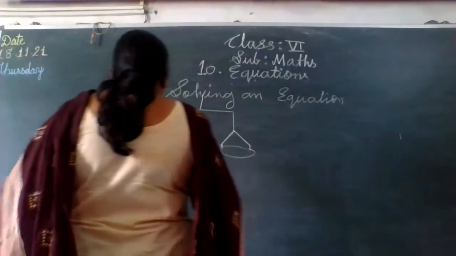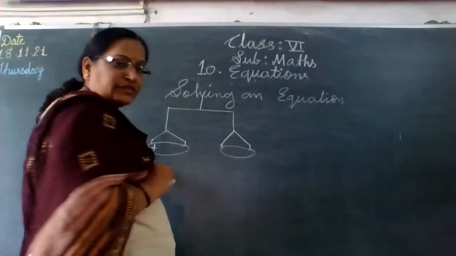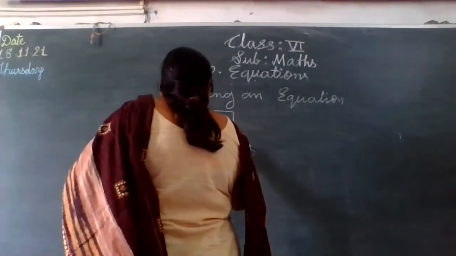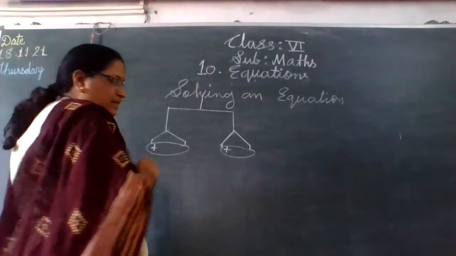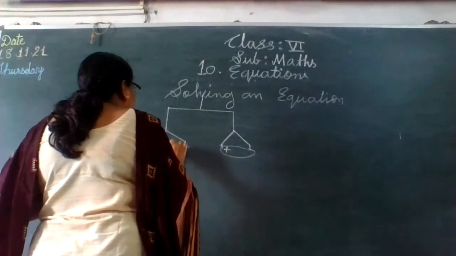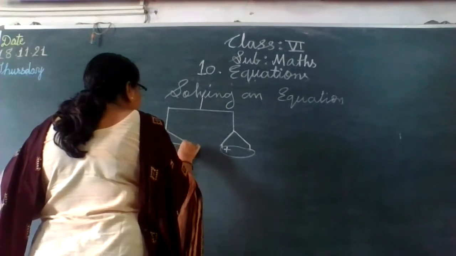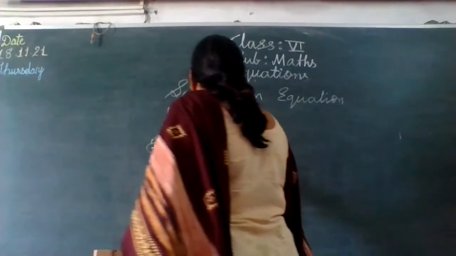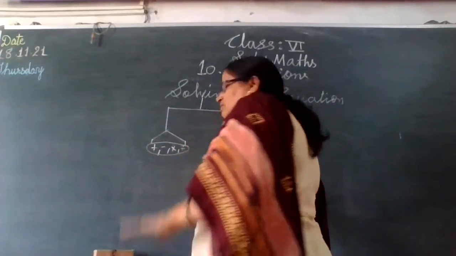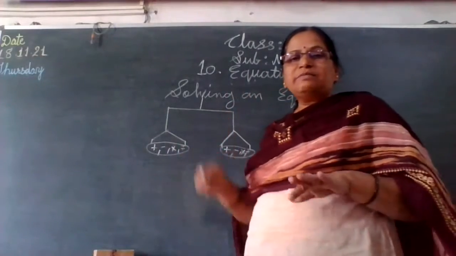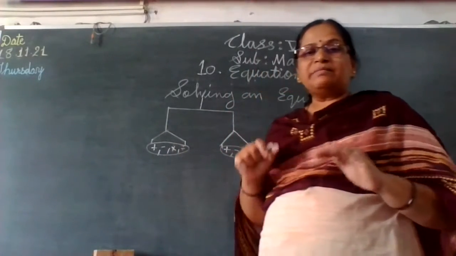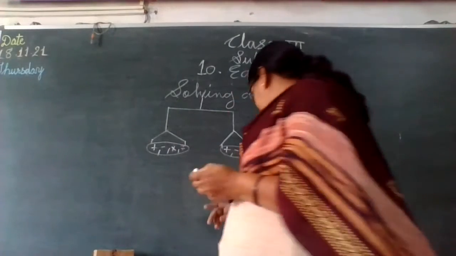So if you add something in the first pan, you have to add the same in the second pan. Whatever the operation, addition, subtraction, multiplication and division, the same operation you have to do in the second pan so that it becomes balanced. That's why this method is known as balancing of equation or systematic method of solving an equation.